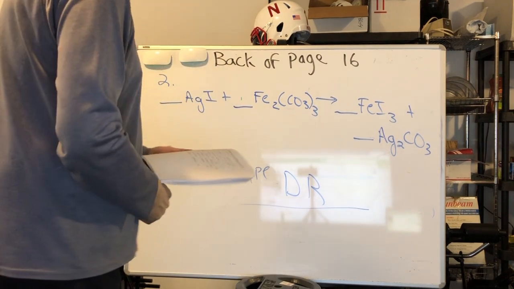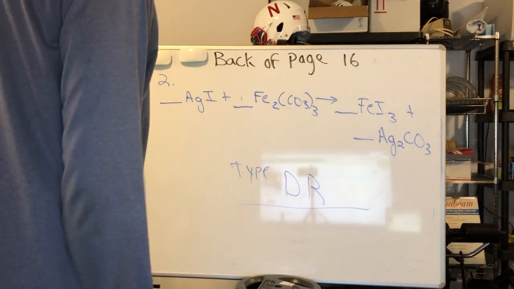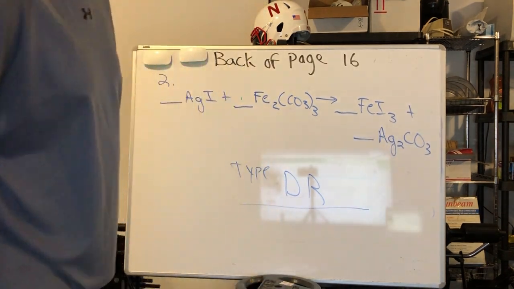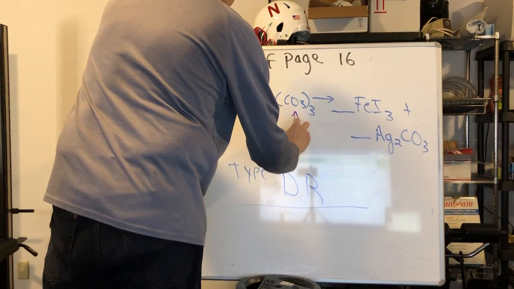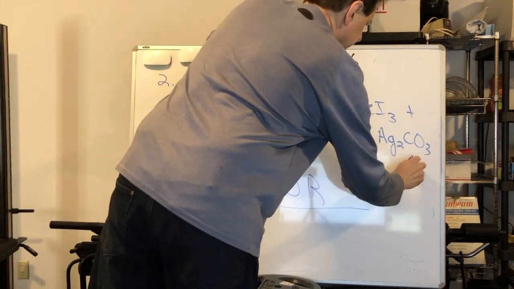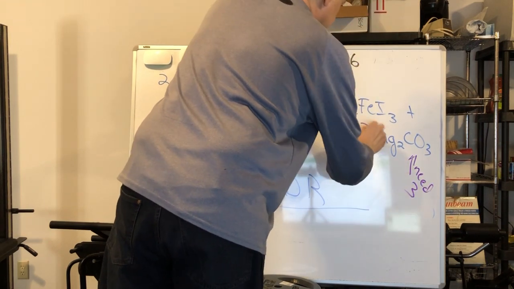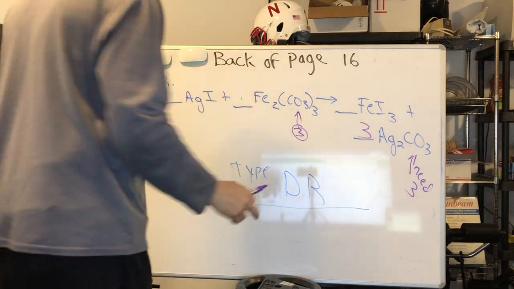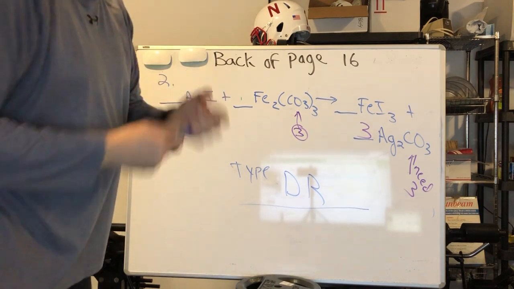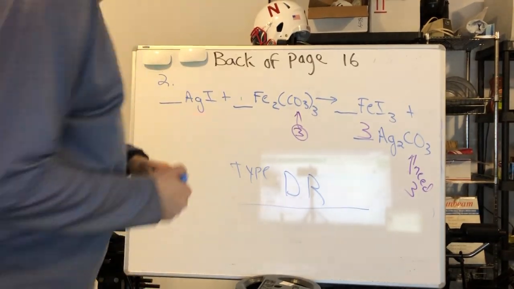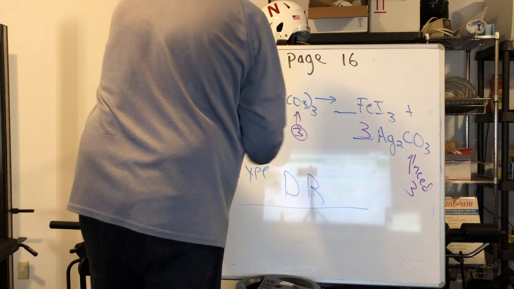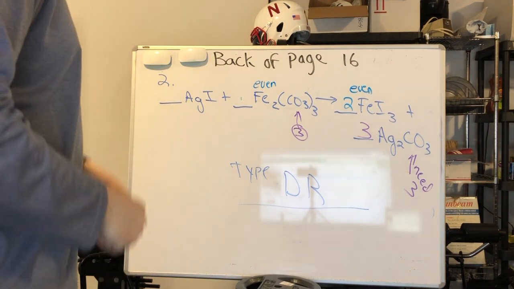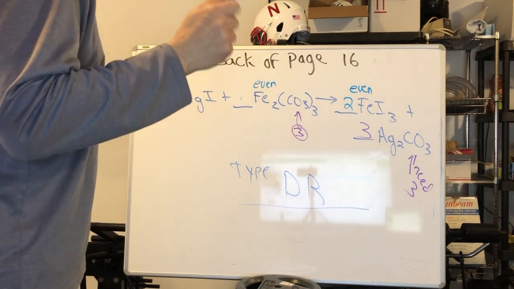So where do we want to start? We are going to start with carbonate. I'm going to start with carbonate because I've got 3 here, so my need here is going to be 3. So I'm not going to worry about balancing I yet. I'm going to go with iron because iron here is even. So I'm going to get even here. To get even here, I need to put a 2 there. I think I'm done, except for I.